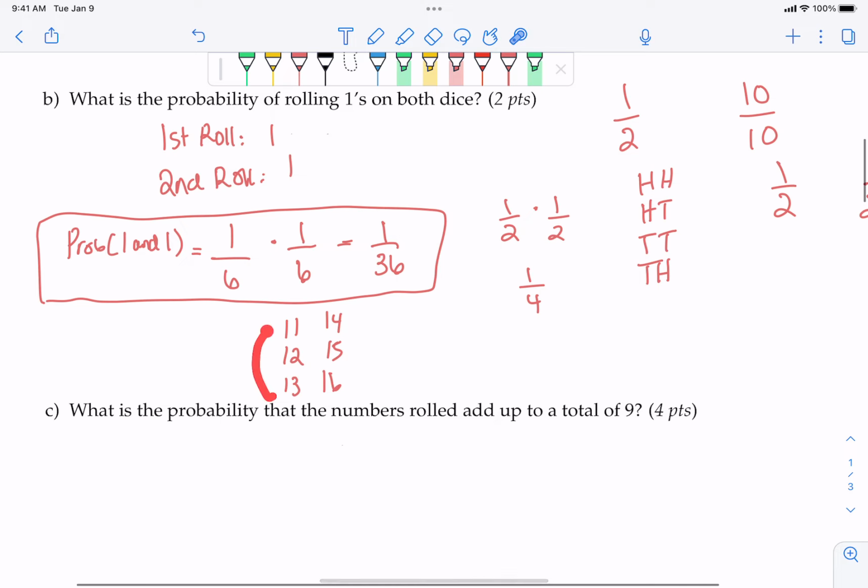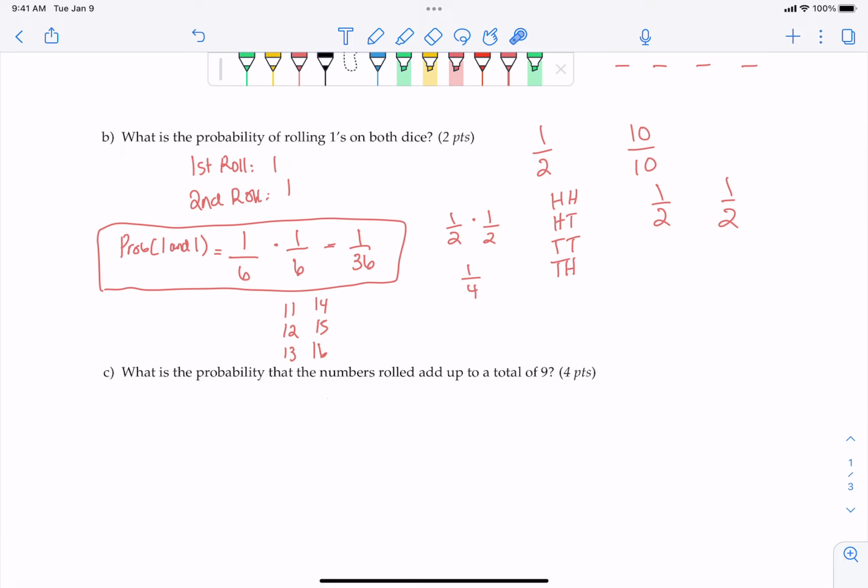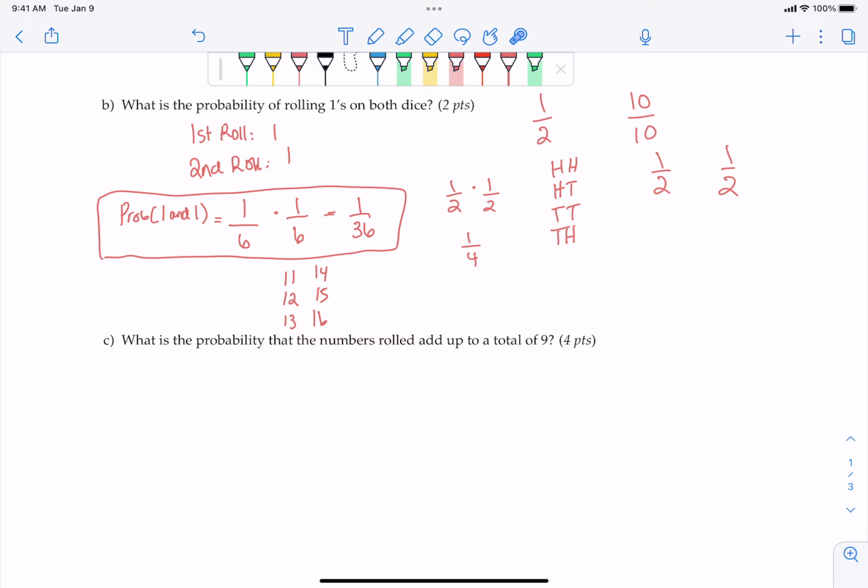Same thing for the dice. I can write out all 36 outcomes, but only one of them is going to be 2 1s. Only one of them is going to be 2 3s. Only one of them is going to be 2 4s. That's the idea there with finding probabilities of independent processes when you're doing more than one trial or event. Does that make sense for part B? Any other questions?